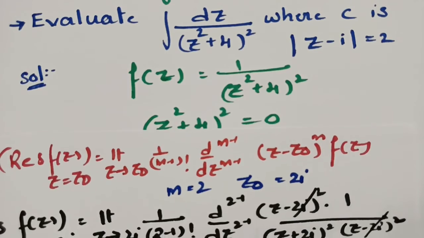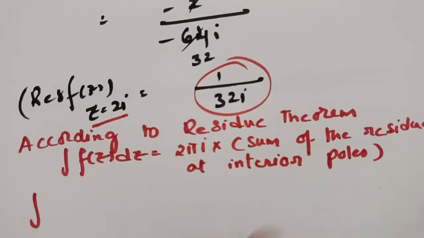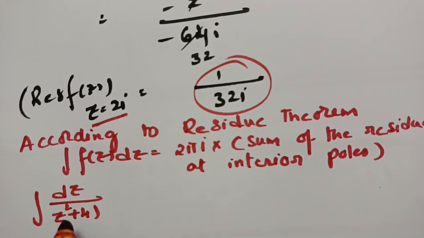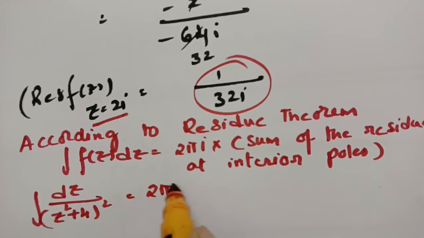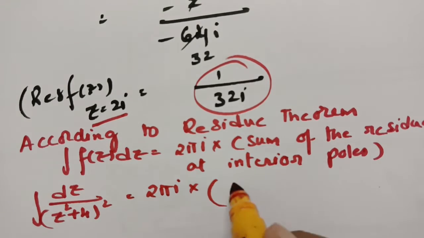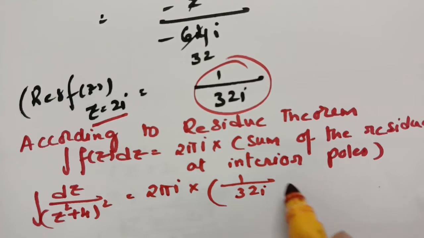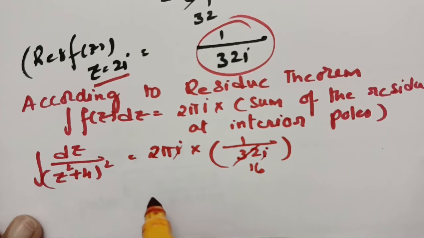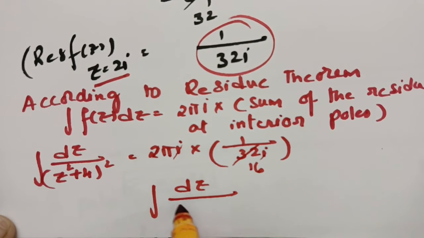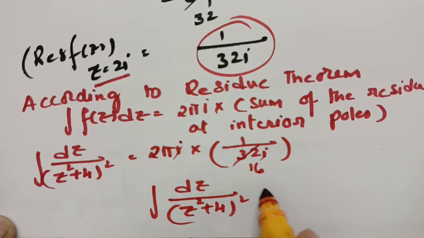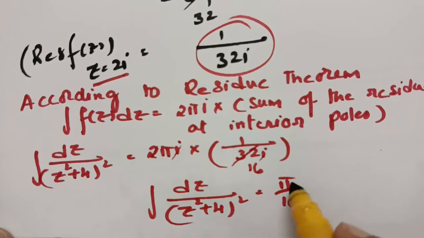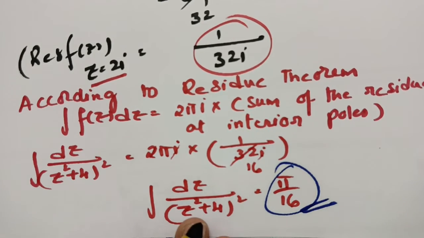The question here is integral dz by (z square plus 4) whole square, which is equal to 2 pi i into the residue at the interior pole, which is 1 by 32i. So I can cancel i, and 2 goes into 32, 16 times. What remains? Therefore, integral dz by (z square plus 4) whole square is nothing but pi by 16. So pi by 16 is our value. So this is how we have to solve, and let me explain once again.